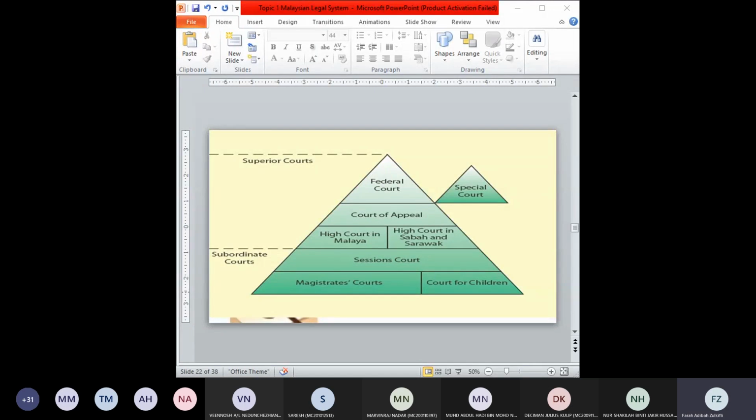The High Court doesn't make much difference for ordinary people. It only makes a difference for people inside the legal profession, because there are different types of High Court. In Malaysia we have three highest judges. The highest one is the Chief Justice, Ketua Hakim Negara. Other than Ketua Hakim Negara, we also have Ketua Hakim Malaya and Ketua Hakim Sabah and Sarawak. That's why we have this difference between the High Court in Malaya and the High Court in Sabah and Sarawak.